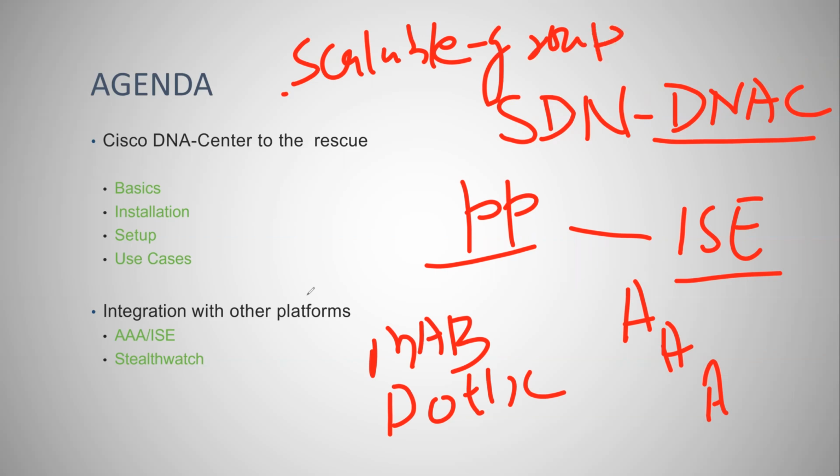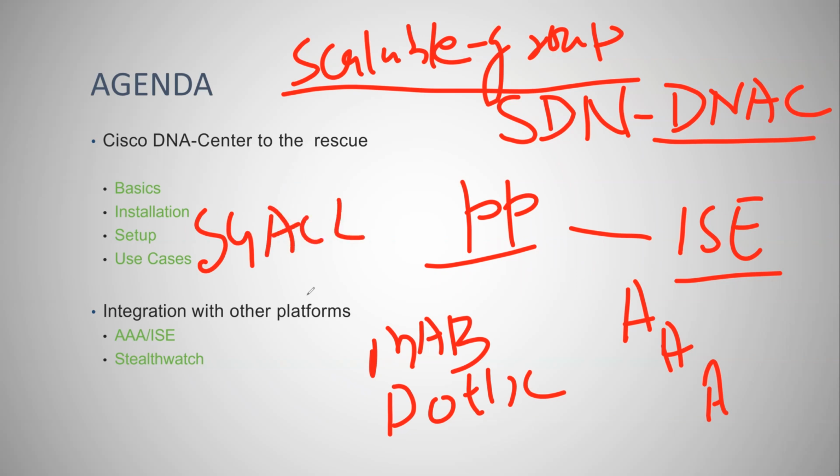Scalable groups, right. Now, what's the use of this scalable group? We are putting some sort of tag. For example, employee has tag 10, and HR has tag 15. Then we can create some sort of contract between them, where the traffic is permitted or denied between different groups. The term is called SG-ACL, security group access control list, which works like an access list.